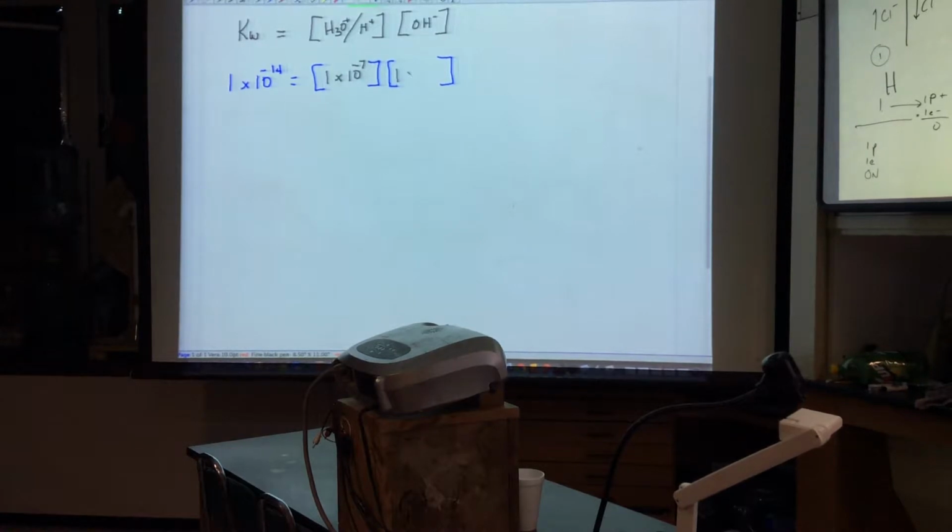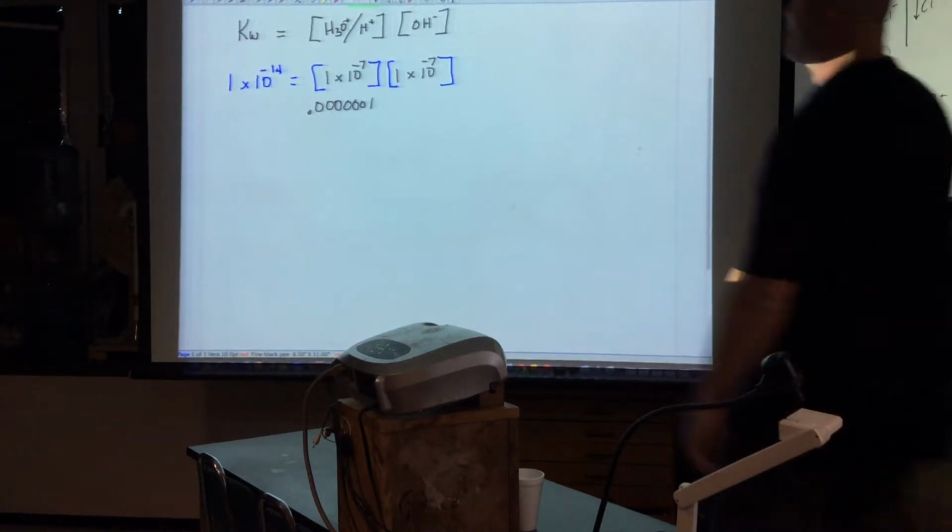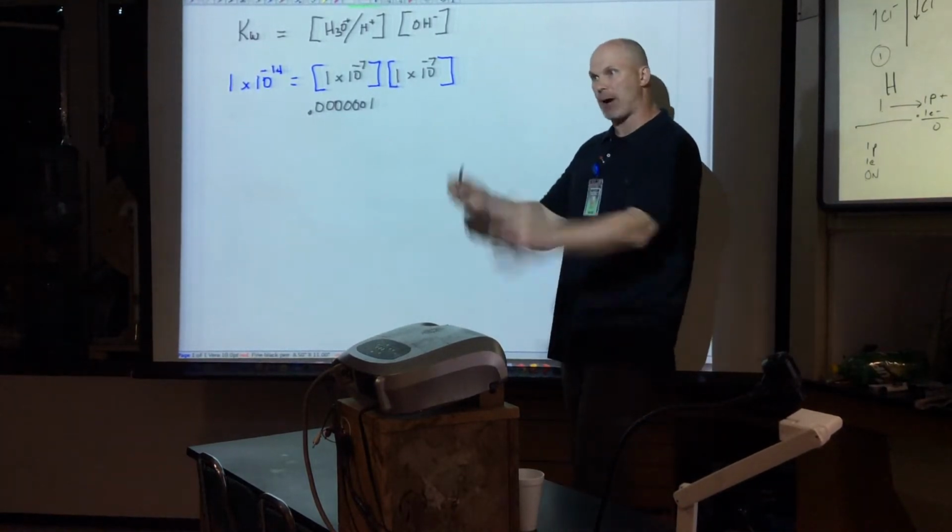And 1 times 10 to the negative 7. Now, for those that don't know what I just did, 1 times 10 to the negative 7 is 0.0000001, 2, 3, 4, 5, 6. Right, that's a tiny number. Why? Because water barely breaks apart into ions by itself.